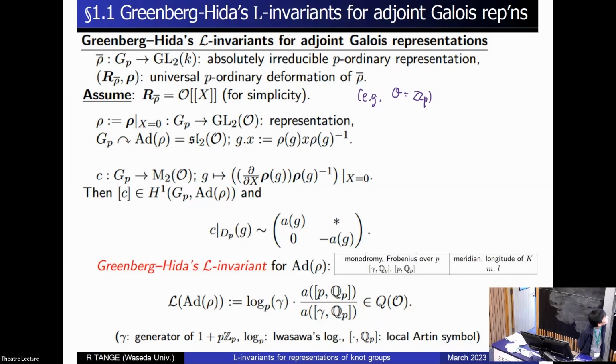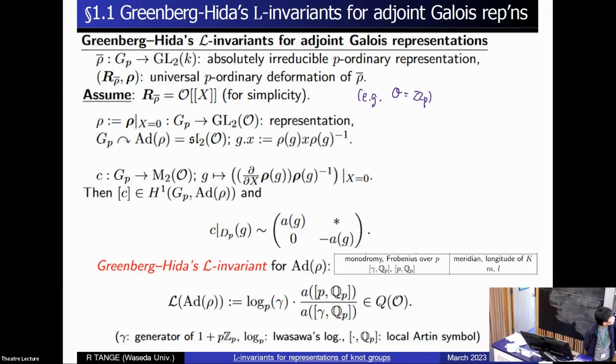And let rho be the representation from the Galois group to GL_2(O) obtained by putting x equal to 0. And let the adjoint action of the Galois group be the conjugation. And we consider the map from the Galois group to 2 times 2 matrices over O, such that g maps to the product of the derivative of each entry of the matrices, this is the image, and the inverse of the image, and finally put x equal to 0.